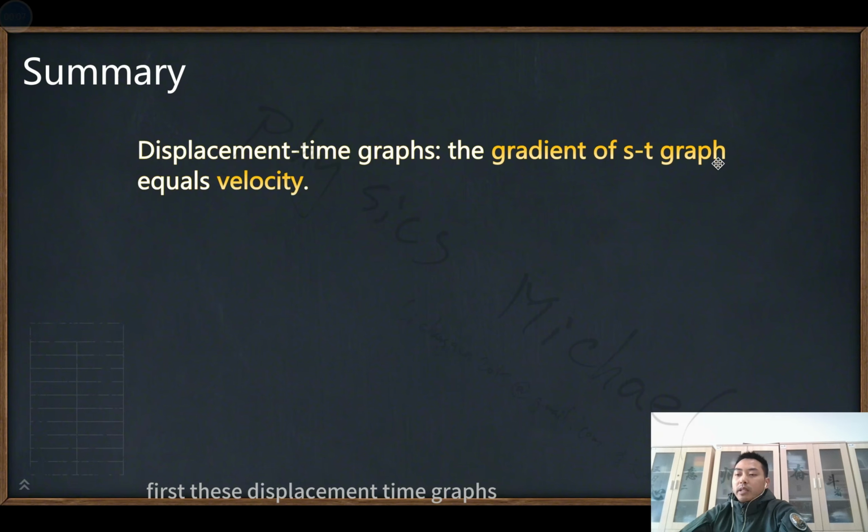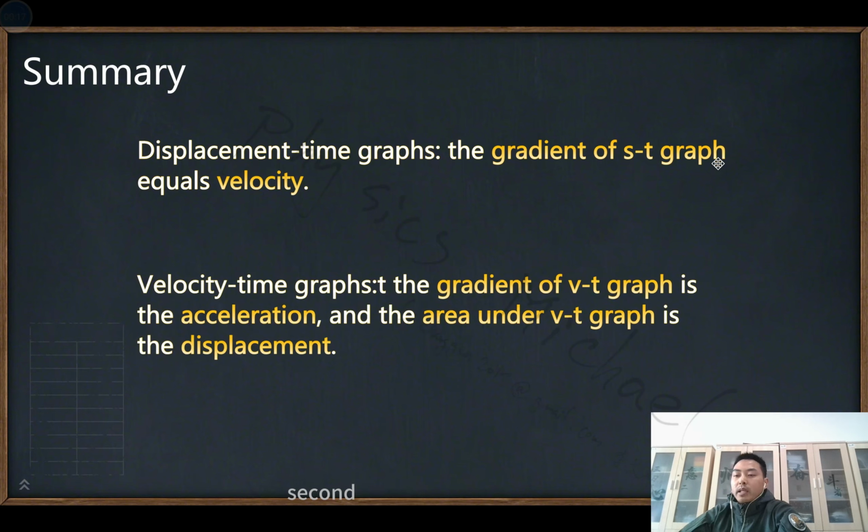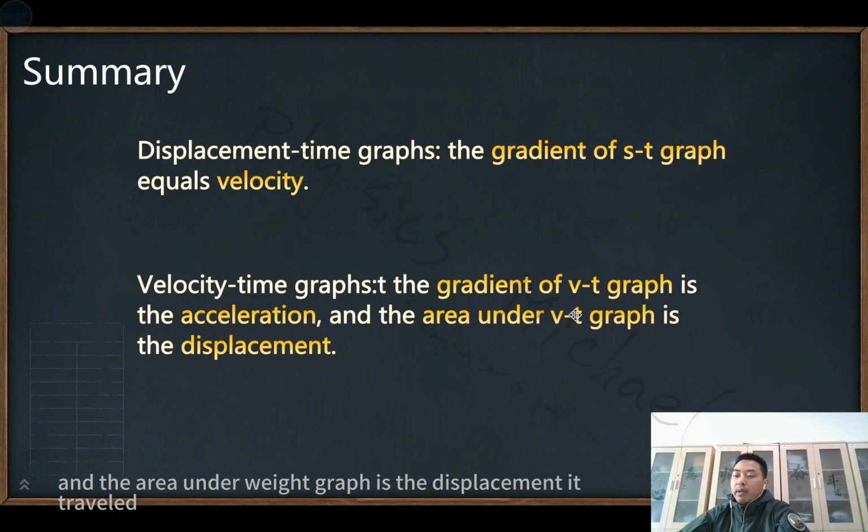First, displacement time graphs show how position changes over time, and the gradient of an ST graph is the velocity of the object. Second, velocity time graphs show how velocity changes over time, and the gradient of a VT graph is the acceleration, and the area under the VT graph is the displacement traveled.